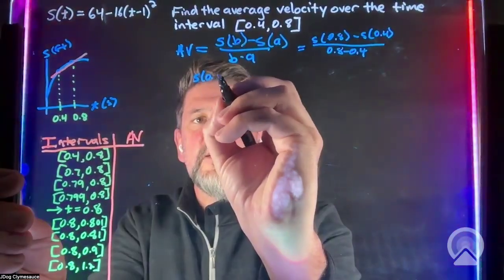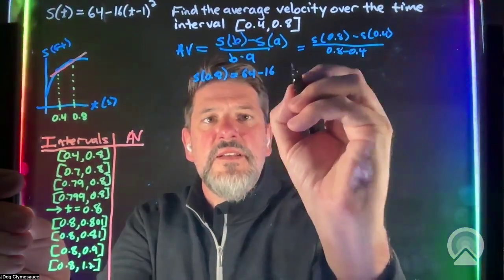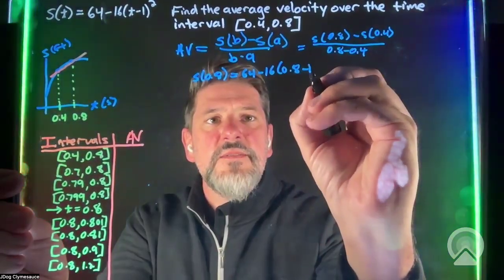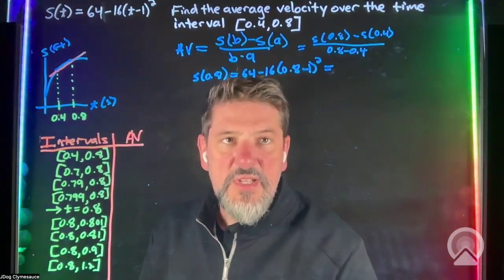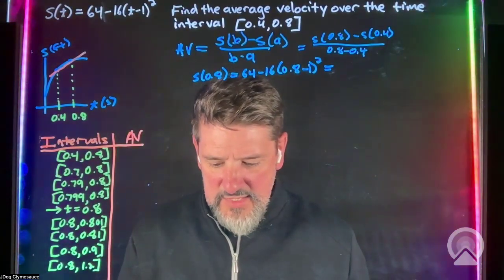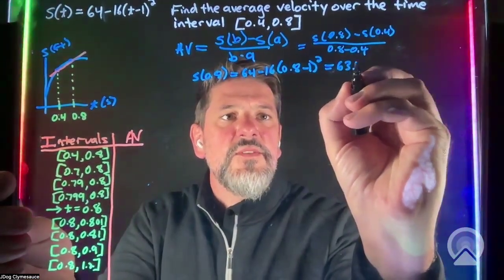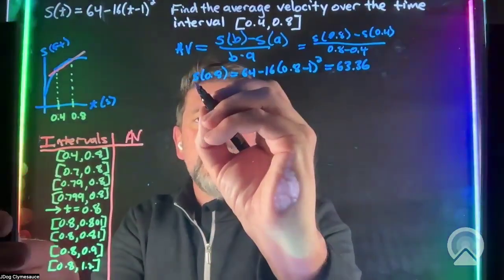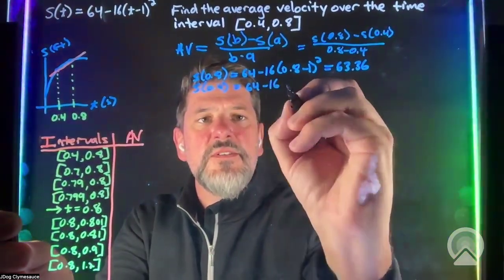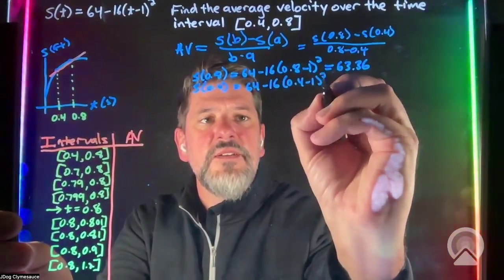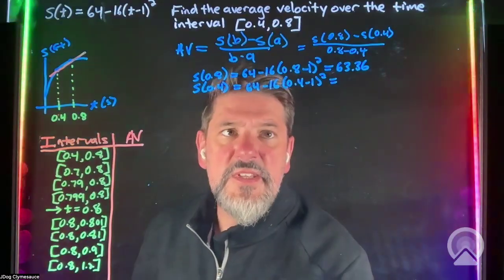So s of 0.8 is going to equal, and now we plug into that function, 64 minus 16 times 0.8 minus 1 squared. If we simplify that, 0.8 minus 1 is negative 0.2, and then square that, that's 0.04. Anyhow, we can simplify the math, and it comes out to be 63.36. Now, s of 0.4, it's the same idea. We're going to plug 0.4 into the same function. So we get 0.4 minus 1 squared, multiplied by 16, and after we simplify the math, we come out with 58.24.